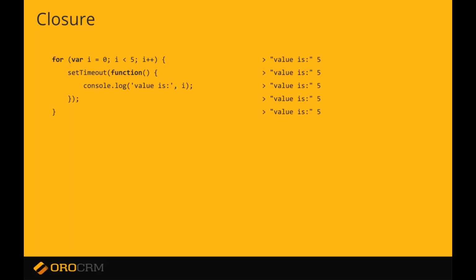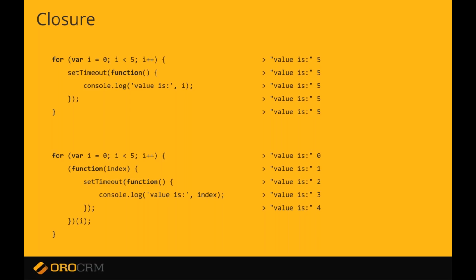To fix the issue, we have to use one more function, a so-called self-invoked function or intermediate function. This function will allow us to create a separate scope and separate value. Here you can see that we invoke the function inside the loop, inside the cycle, and pass our index.